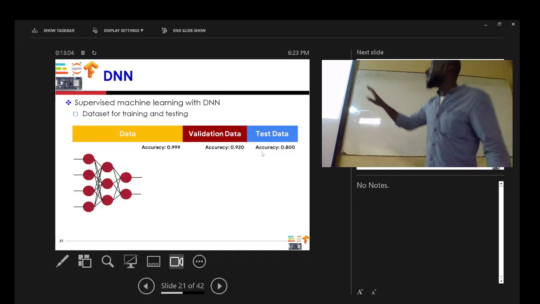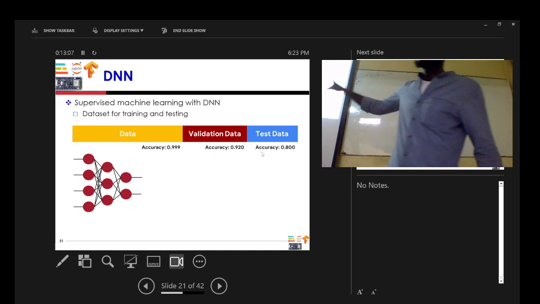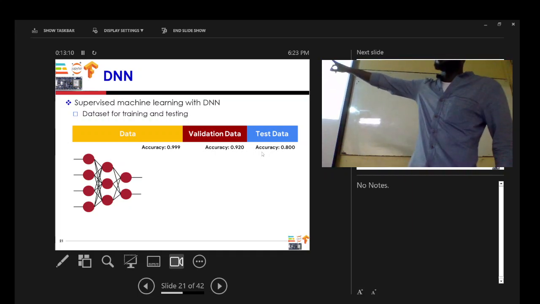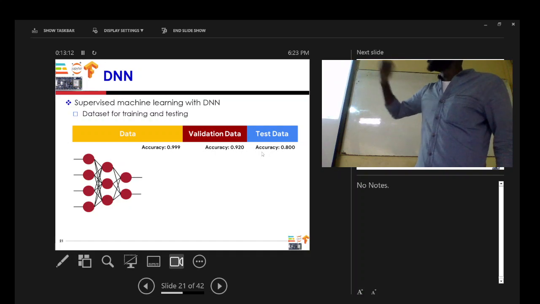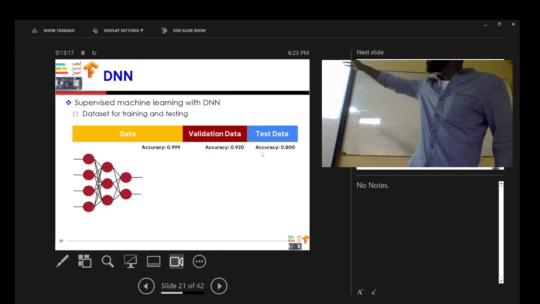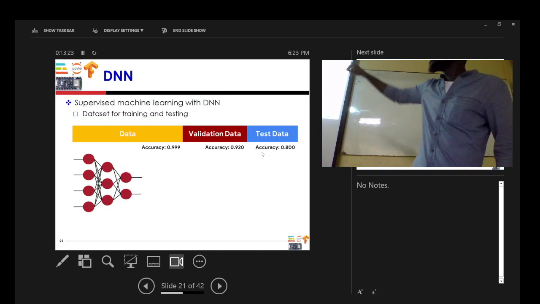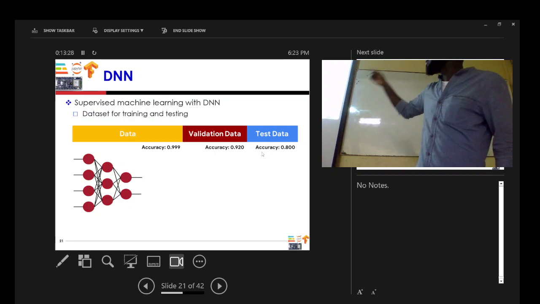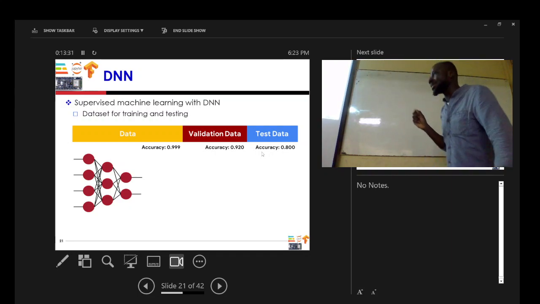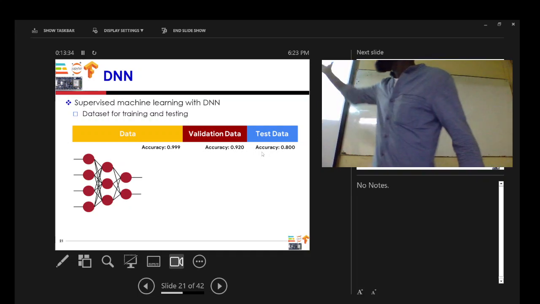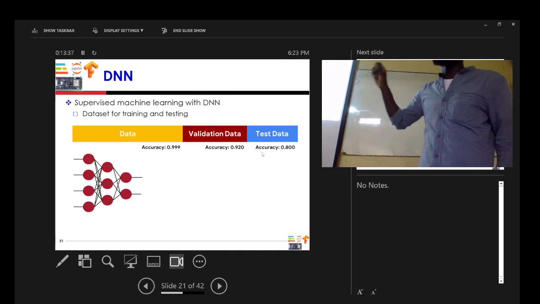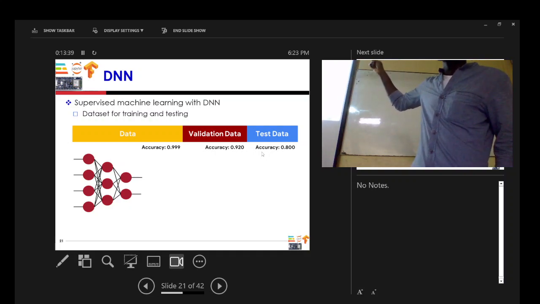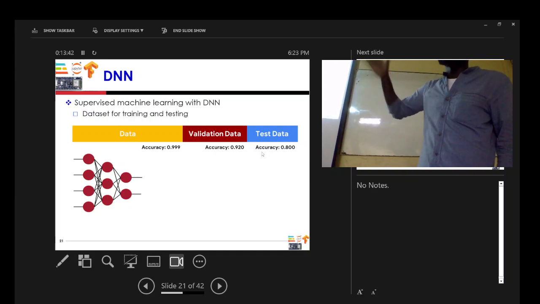Normally, when you start, you design your network just like the one over there. Then you use your training data to train. Once you are training, you get probably 0.99. When you do your validation, you get 0.92. Once you do your test, you get 0.8. So you will see that you have an issue. Clearly, the training accuracy is 99%, very, very high, but your test accuracy is 80%. That's a very huge margin from the 99%.